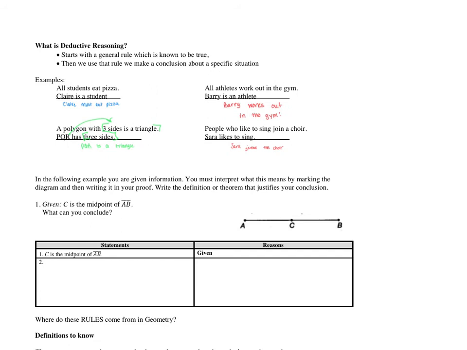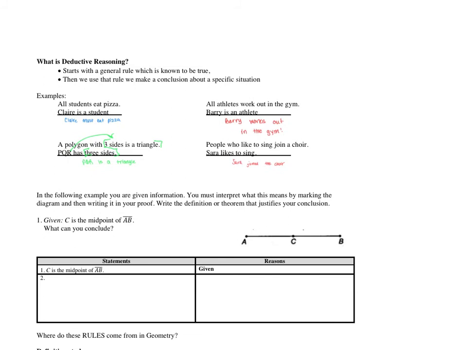Now, here's what we're eventually going to be doing. You're going to be seeing this often. Before we go into it, let's go over a little detail or two. In the following example, you are given information. You must interpret what this means by marking the diagram and then writing it in your proof. Write the definition or theorem that justifies your conclusion.